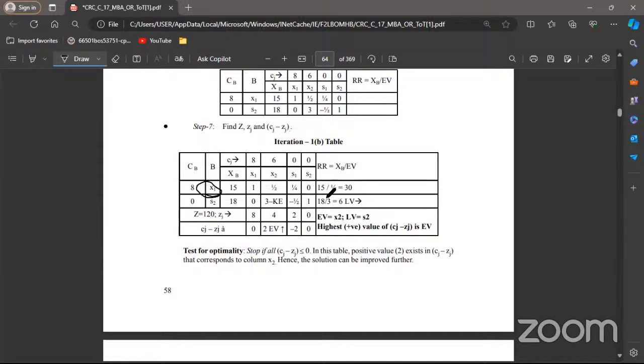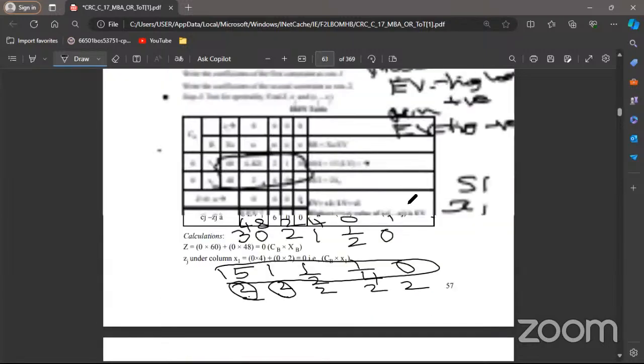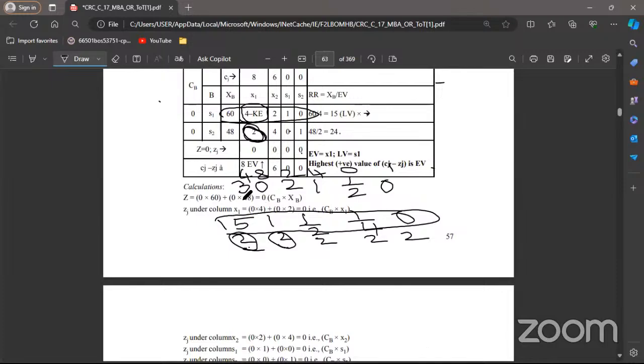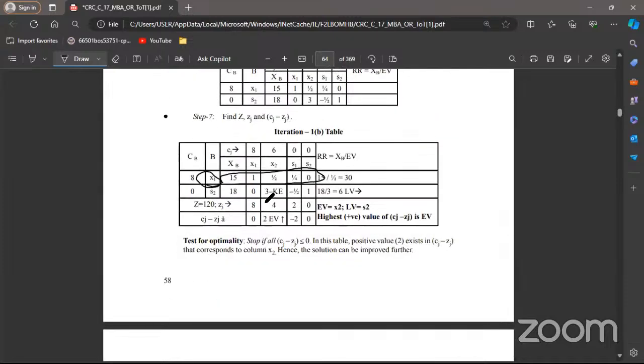S1 is replaced with X1, isn't it? And these are the new values. We found 60 divided by 4 and so on. Didn't we find these values? And didn't we find 18, 0, 3, minus half, 1 just now? Are we not getting the same values? 48 minus 30 is 18. Yes, same values.